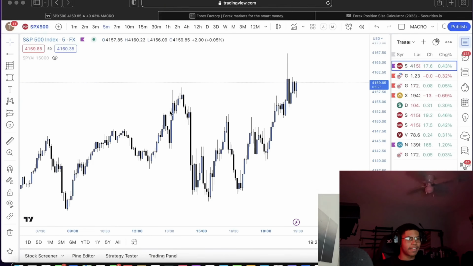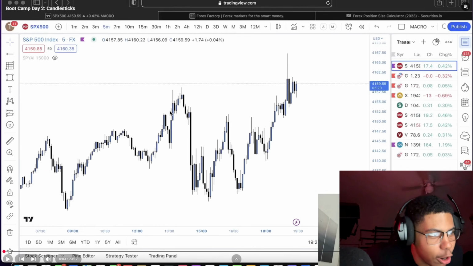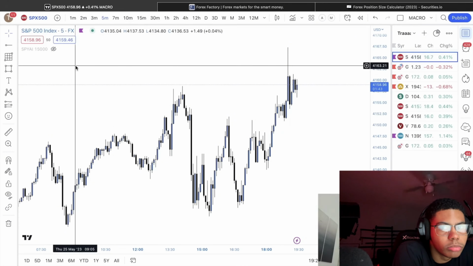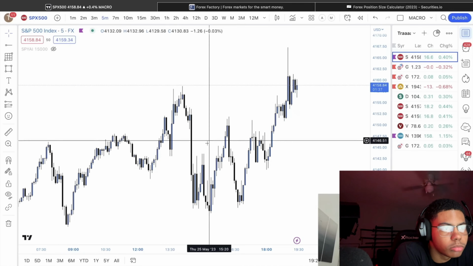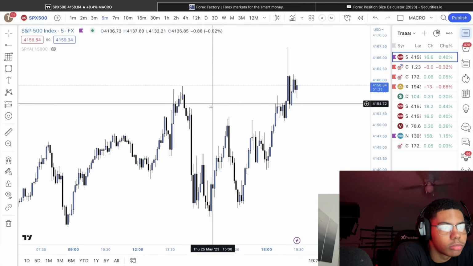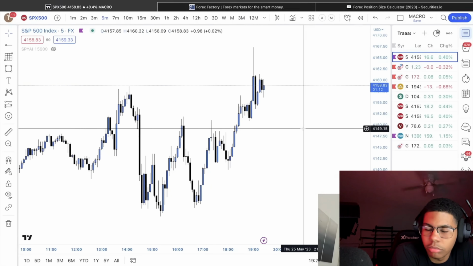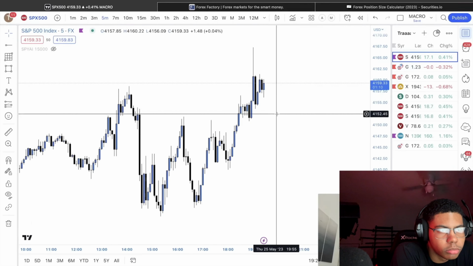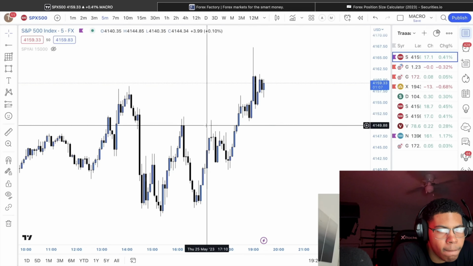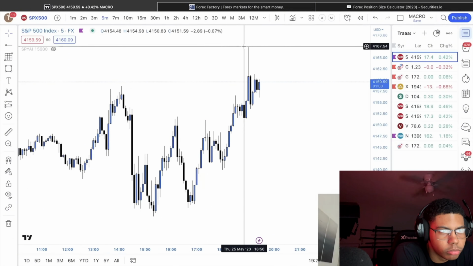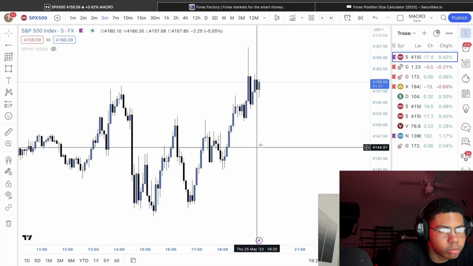Welcome to day 2. Today we are going to be talking about candlesticks and price movement and understanding price movement within candlesticks. We're on the S&P 500 right now, and pretty much every single chart you're going to have is going to look like this. These candlesticks describe price through bodies and wicks. They're called candlesticks because they leave wicks, and these candlesticks tell a story.